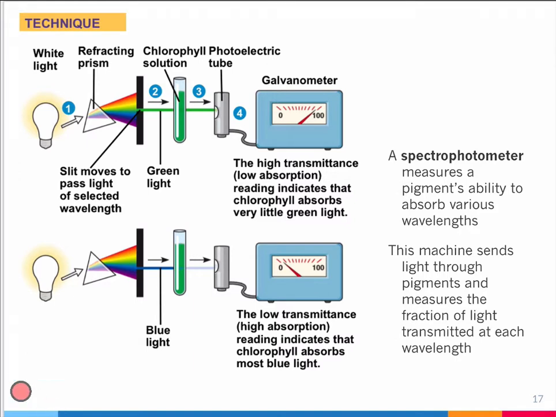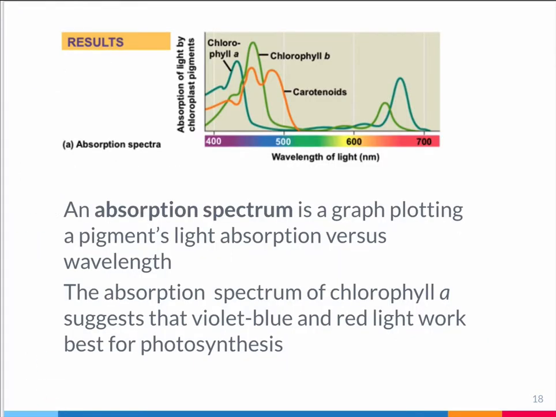Now, if you repeat this process for a lot of different colors, not just green and blue, but for a lot of colors, you can get what we would call an absorption spectrum. This is the kind of graph you'd want to be familiar with. An absorption spectrum shows you what colors of light a particular pigment absorbs versus what particular colors of light it reflects. So take a look here at chlorophyll A.